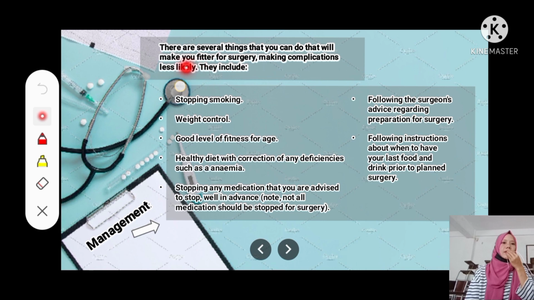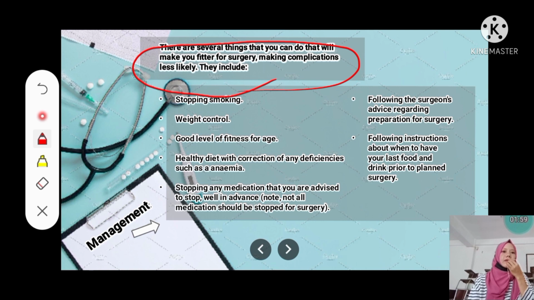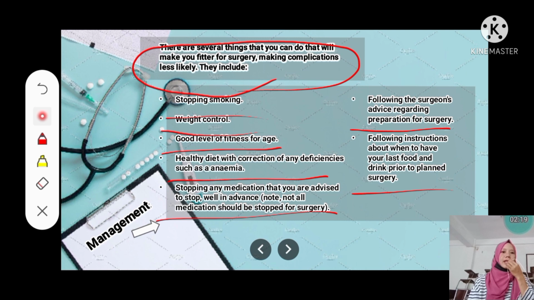There are several things that you can do to make you fit for surgery, making complications less likely. They include stopping smoking, weight control, good control of diabetes, and a healthy diet with correction of any deficiencies such as anemia. Stop any medications that you are advised to stop. Follow the surgeon's advice regarding preparation for surgery. Follow the instructions about when to have your last food and drink prior to planned surgery.